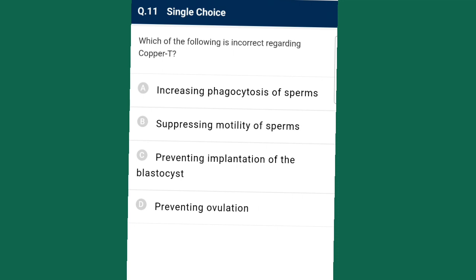Ovulation is controlled by FSH and LH hormones. Copper T does not prevent ovulation. So the answer is option D, preventing ovulation. That is incorrect regarding copper T.